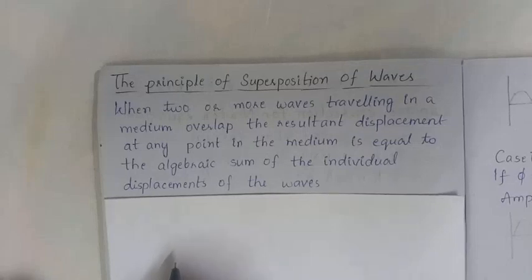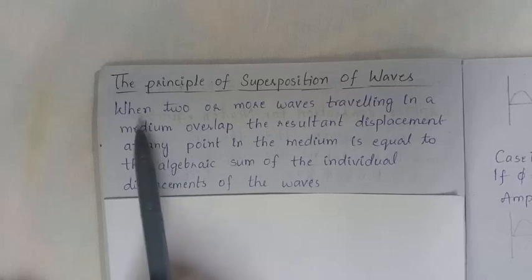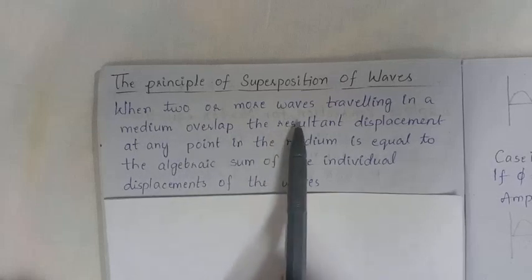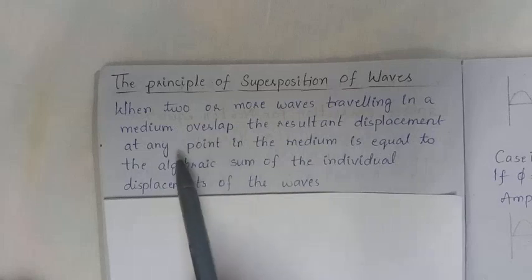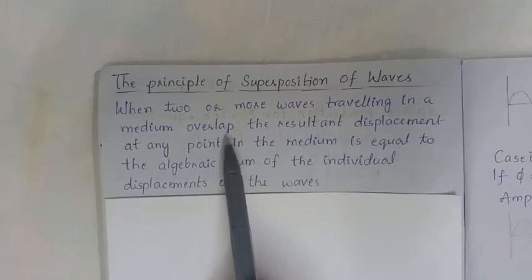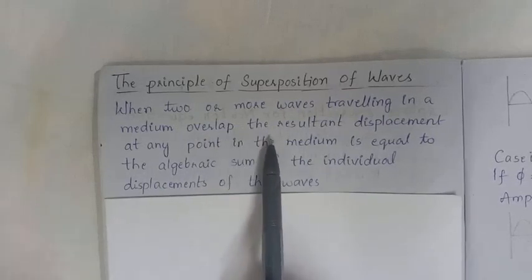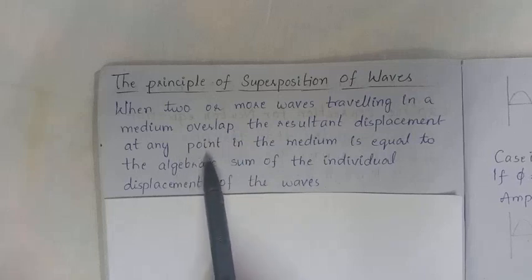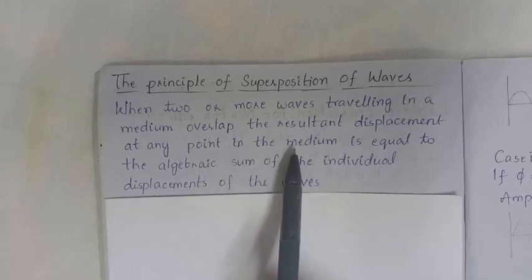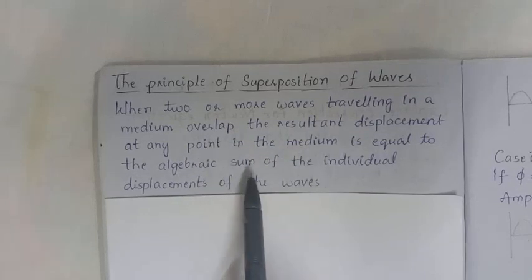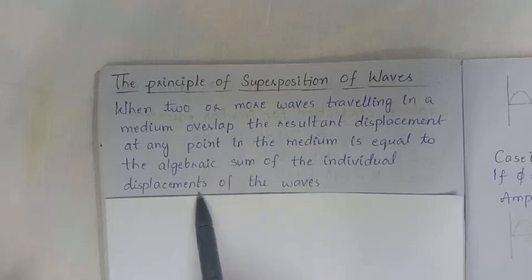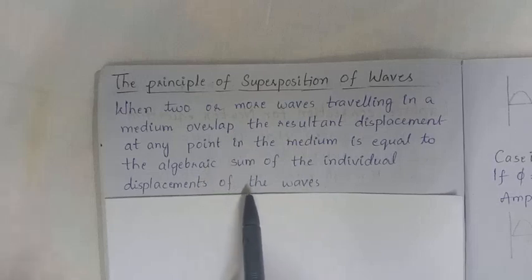Good morning, students. Today our topic is the principle of superposition of waves. So what is the definition of the principle of superposition of waves? It means when two or more waves traveling in a medium overlap, then the resultant displacement at any point in the medium is equal to the algebraic sum of the individual displacements of the waves.